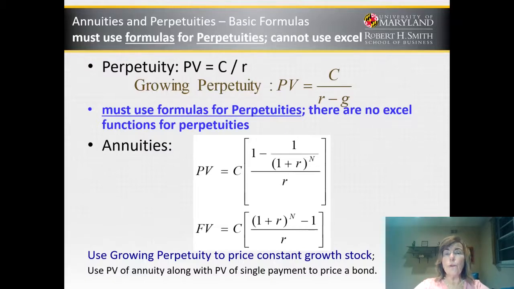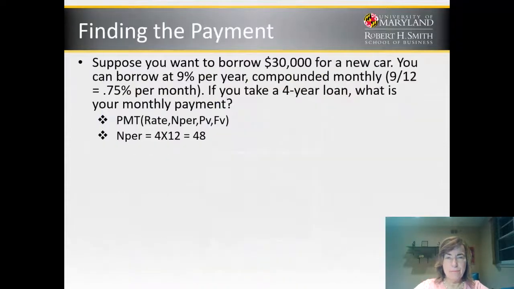We will use the formula for the growing perpetuity to price constant growth stock in week 4. We'll use the present value of an annuity along with the present value of a single payment to price a bond. Now, I've given you formulas for annuities. The textbook gives it to you, but we don't require you to use formulas for anything except for the 2 types of perpetuities. Now, let's just do a couple more problems.